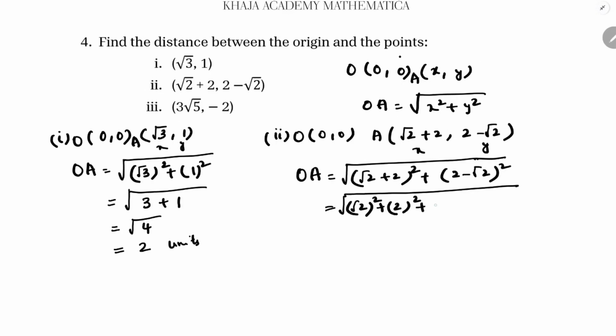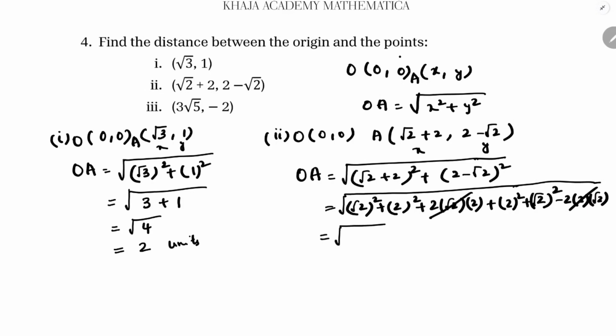So clearly it is in the form of a plus b whole square, which is a square plus b square plus 2ab, and a minus b whole square, which is a square plus b square minus 2ab. See, plus 2ab and minus 2ab will get cancelled. So we'll be left with root 2 whole square is 2, 2 square is 4, 2 square is 4, root 2 whole square is 2. So the total is 12.